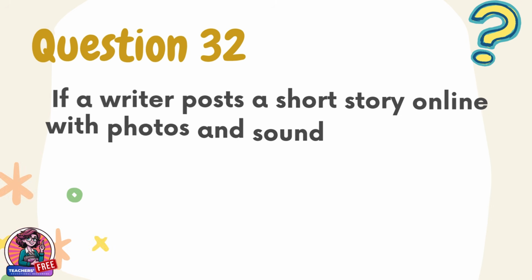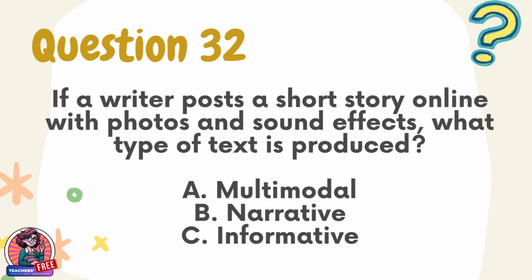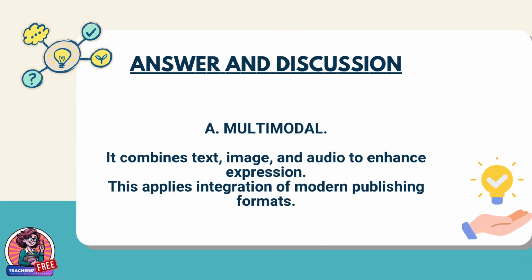Question 32. If a writer posts a short story online with photos and sound effects, what type of text is produced? A. Multimodal. B. Narrative. C. Informative. Answer. A. Multimodal. It combines text, image, and audio to enhance expression. This applies integration of modern publishing formats.